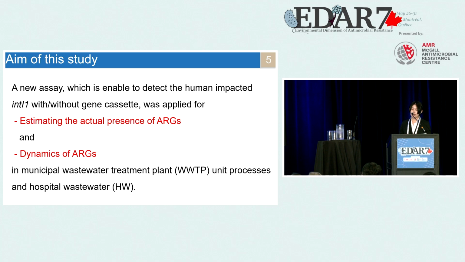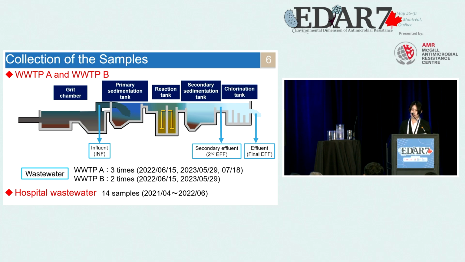The aim of this study is to evaluate the dynamics of human impacted class 1 integrons with and without gene cassettes in municipal wastewater treatment plants and hospital wastewater, which is important in estimating the actual presence and dynamics of ARGs. Wastewater samples were collected 3 times from plant A and 2 times from plant B. Sample types were influent, secondary effluent, and final effluent. Hospital wastewater samples were collected over a 15-month period.